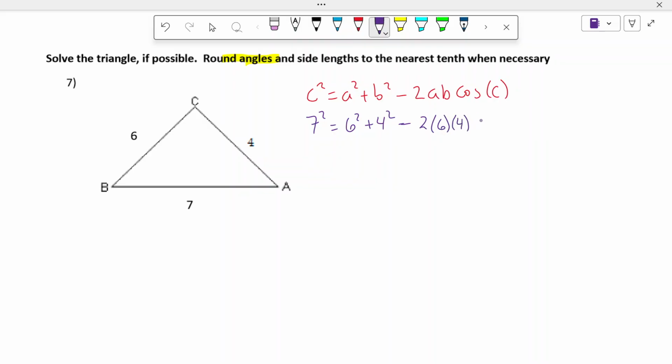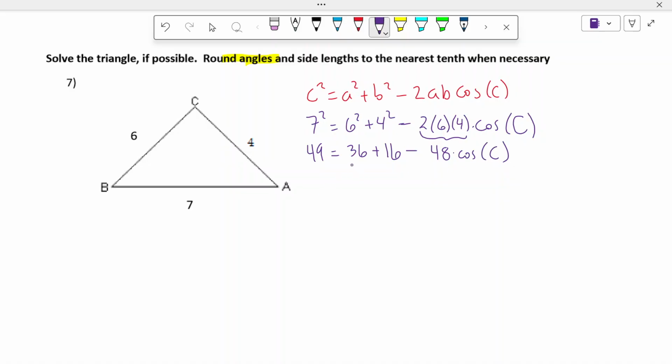And then I have to use cosine of angle C, but remember, we don't know angle C. Let me make that obvious by writing it as a nice big capital C. So this is what we need to crunch. We know 7 squared, we know 6 squared, we know 4 squared, minus, now I'm actually going to do this multiplication. That's 48 if you multiply 2 times 6 times 4. And then of course we're still multiplied with the cosine of angle C.